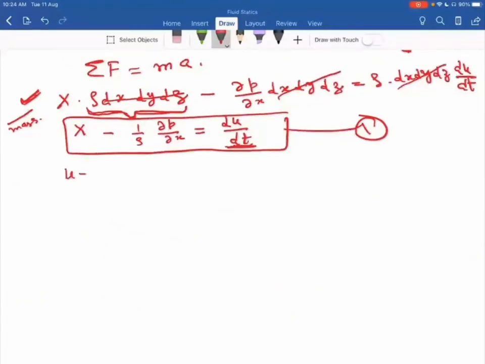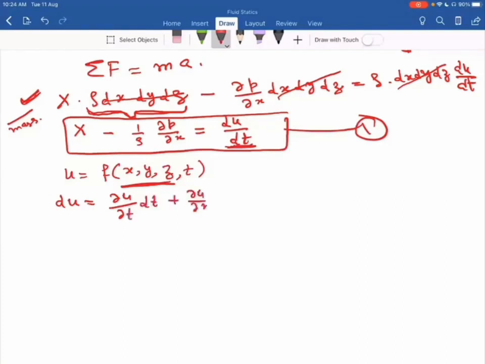u that is a function of x, y, z and time. Now position I change with x, y and z coordinates. Okay, u is a function of x, y, z coordinates and then time. So I write the total derivative of u, that is curly u by curly t into dt plus curly u by curly x into dx plus curly u by curly y into dy plus curly u by curly z into dz. This is the total derivative of u.